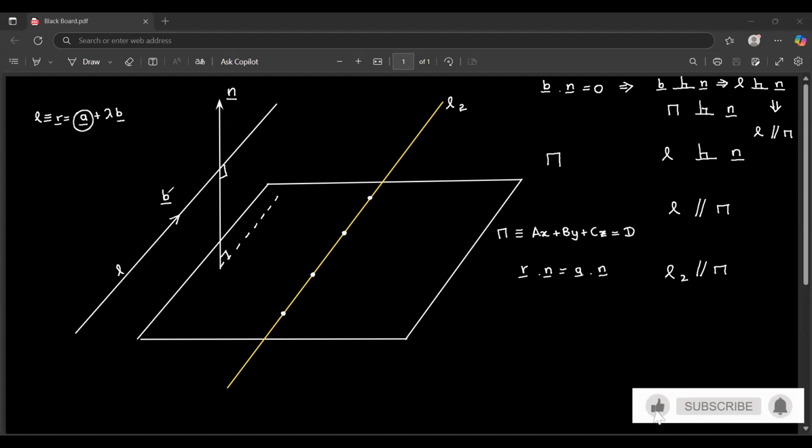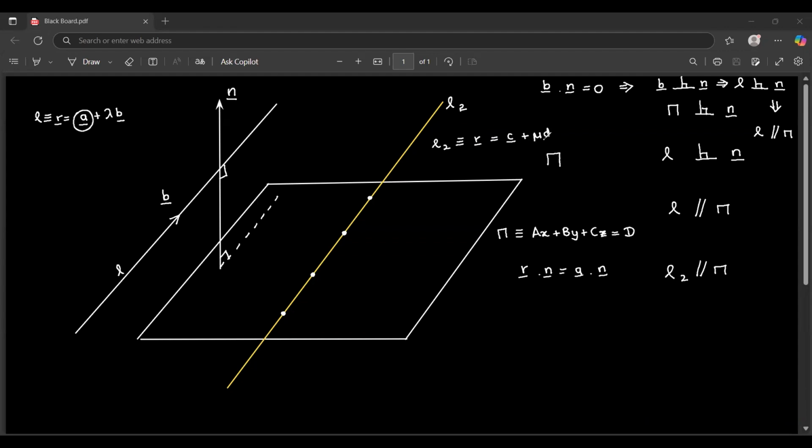So if, let's say, L2 is given as r = c + μd, first of all, d has to be perpendicular, which means d · n = 0. Why does d have to be perpendicular to the normal vector n? That is one condition. The next condition is that c, the position vector of a point on L2, dotted with n should also equal d. Which d? This d. So this is the idea.